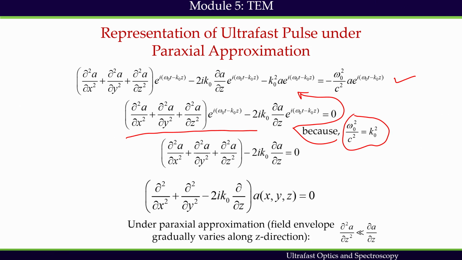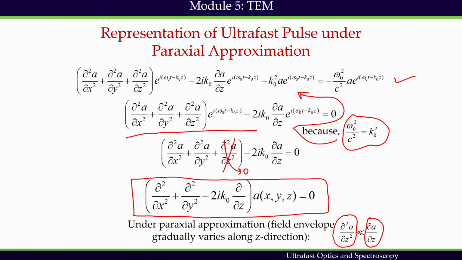Now, we shall make the paraxial approximation, which says that the field envelope gradually varies along the z axis. Therefore, we can write down that the second derivative of A is much less than the first derivative of A, and that is why the second derivative term can be considered to be 0. So, we reorganize the equation and we finally get an equation which is called the paraxial wave equation.